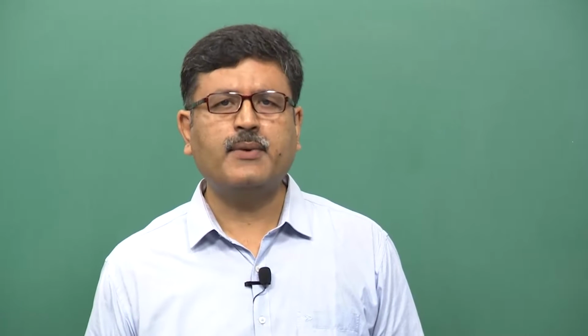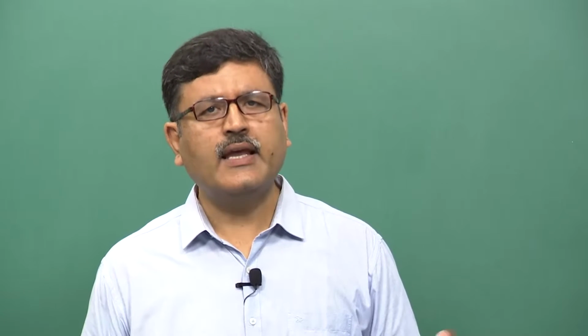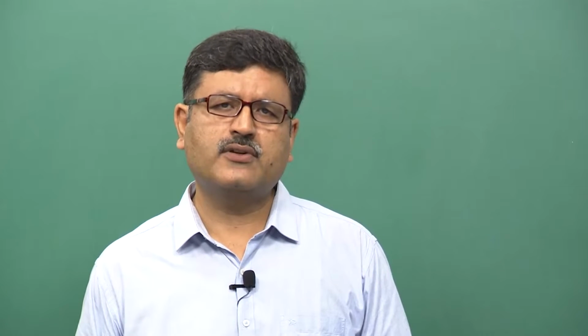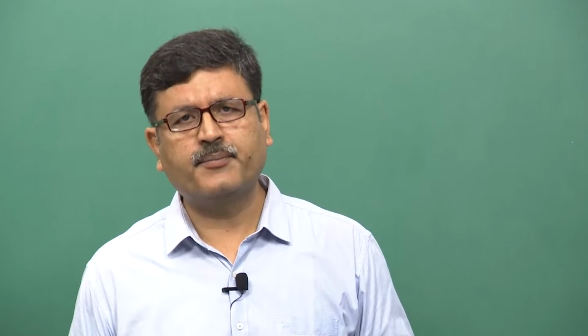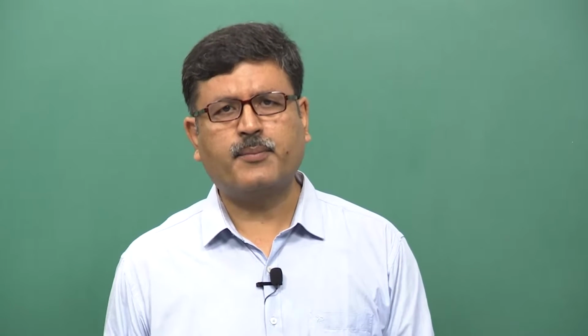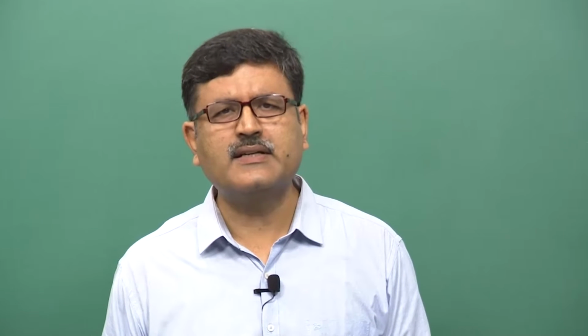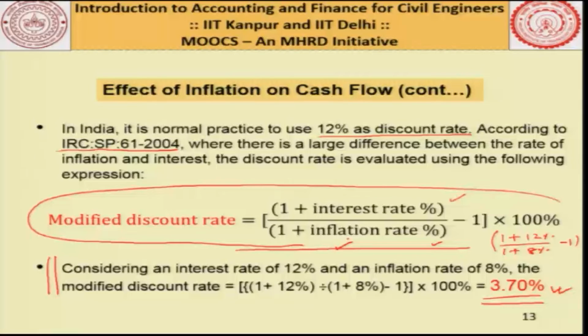So, what you have to do is, you have to find out the modified discount rate, and then using this modified discount rate, you carry out the same analysis which you have been carrying out so far using any one of the methods which you have learned so far. Either it could be present worth method, future worth method, or rate of return method. So, just to summarize, in case you find that the inflation rate is negligible, maybe of the order of 1 to 2%, 3%, no need to worry about that. But if you find that there is a large difference between the rate of inflation and interest rate, then you can use this formula to calculate the modified discount rate, and thereafter you can perform similar analysis.